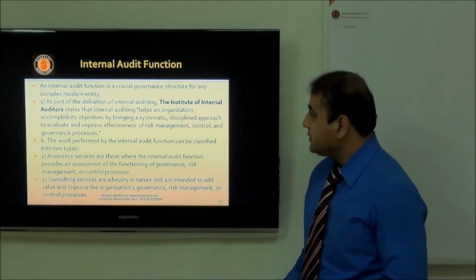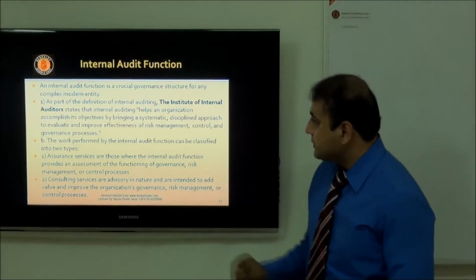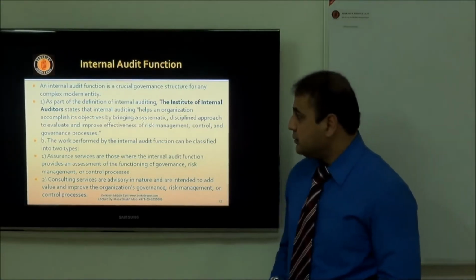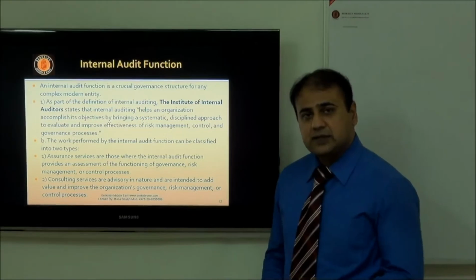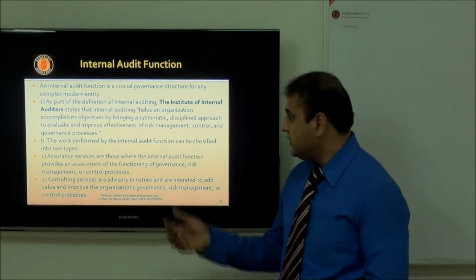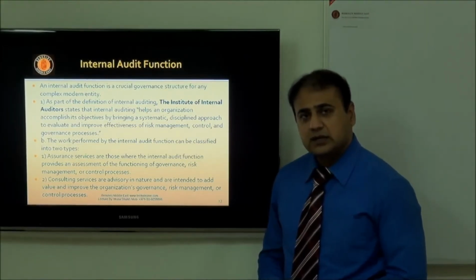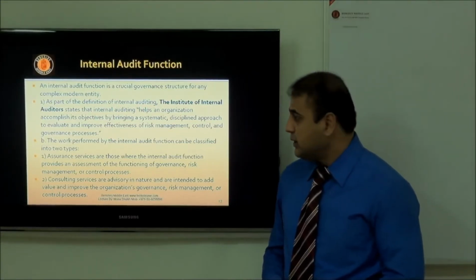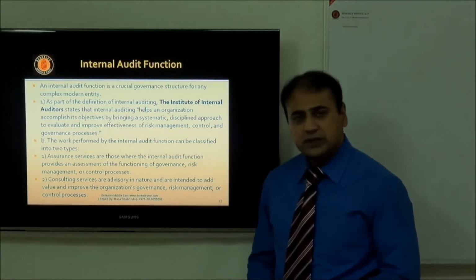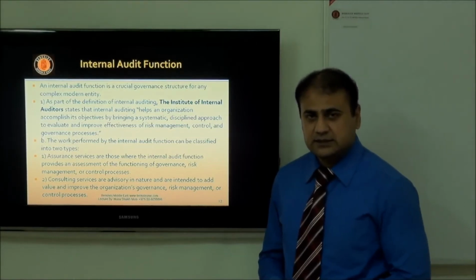As a part of the definition of internal auditing, the Institute of Internal Auditors (IIA) says that it helps an organization accomplish its objectives by bringing a systematic, disciplined approach to evaluate and improve the effectiveness of risk management, control and governance. So shortly, this is RCG, that is risk, control and governance. The work performed by the internal audit function can be divided into two categories. One is assurance services, one is consulting services.